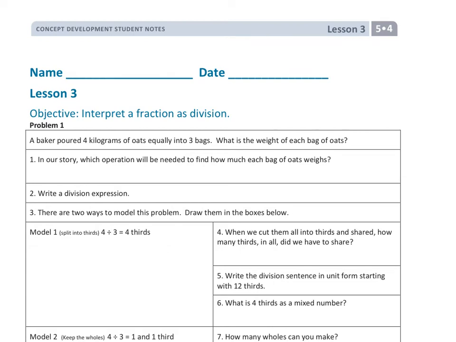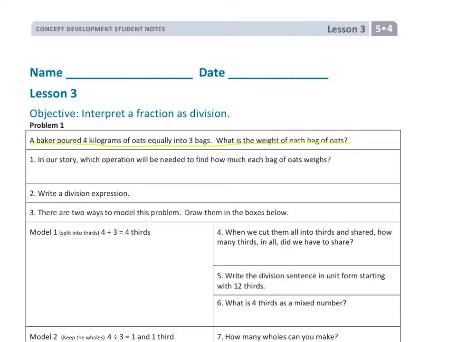Alright guys, let's get really good at what we were working on yesterday. So we have a baker who poured 4 kilograms of oats equally into 3 bags. What's the weight of each bag of oats? So first we're going to turn our story problem into just a plain old boring math problem.